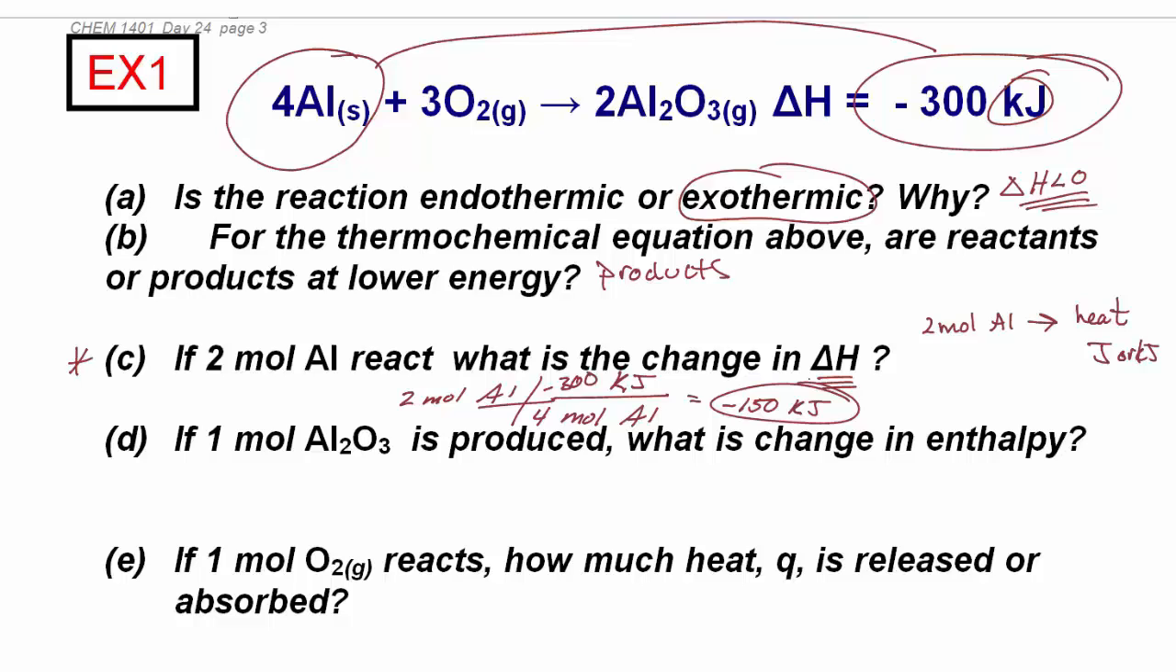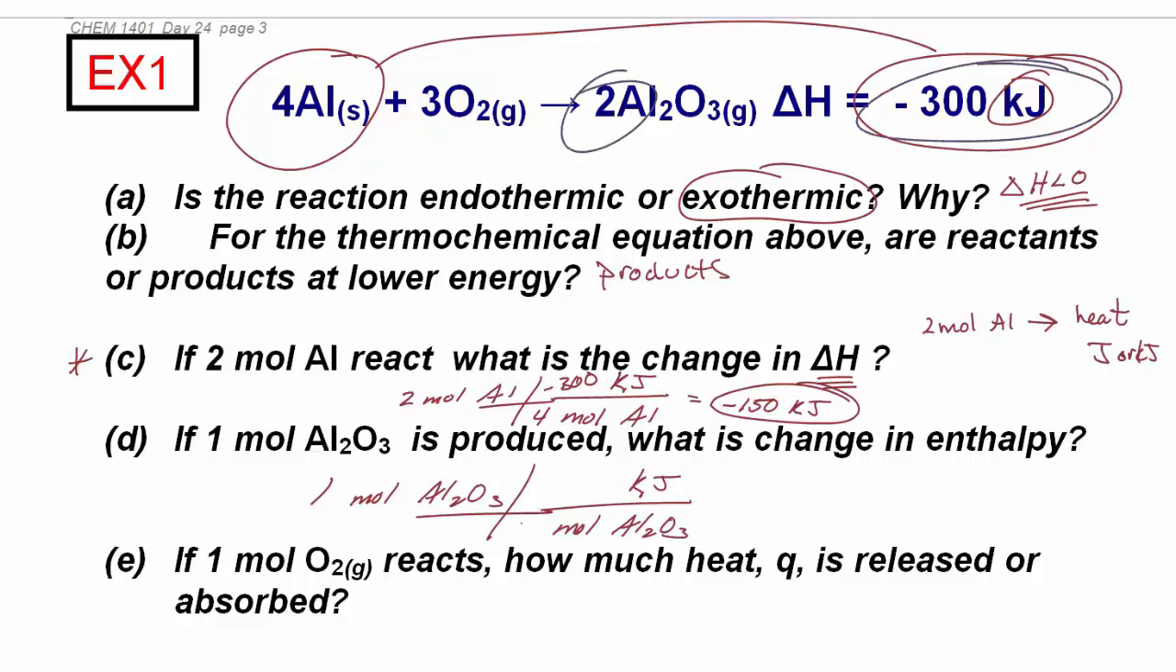If 1 mole of aluminum oxide is produced, what's the change in enthalpy? So I have 1 mole of aluminum oxide. So I need a mole bridge between moles of aluminum oxide and heat. Now I have 2 moles for every negative 300. So again, I get a negative 150 kilojoules.